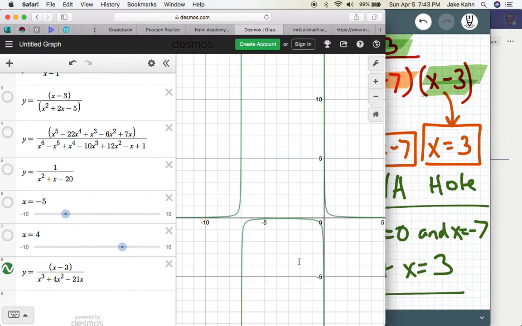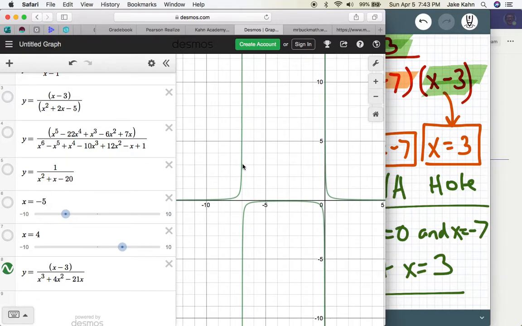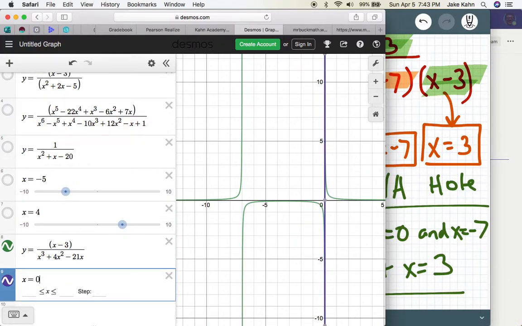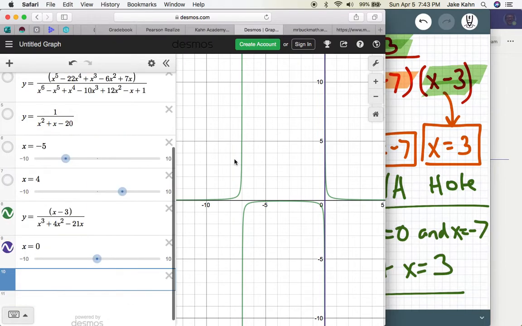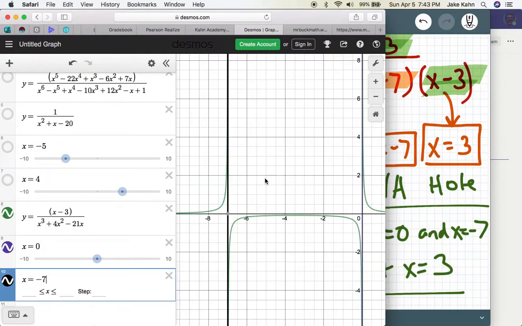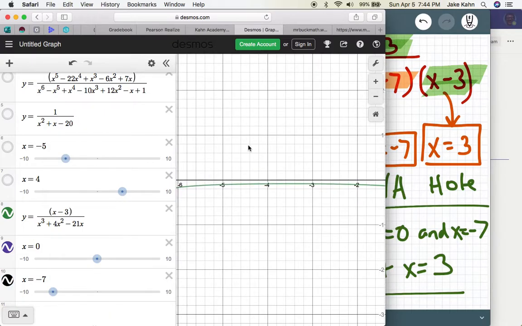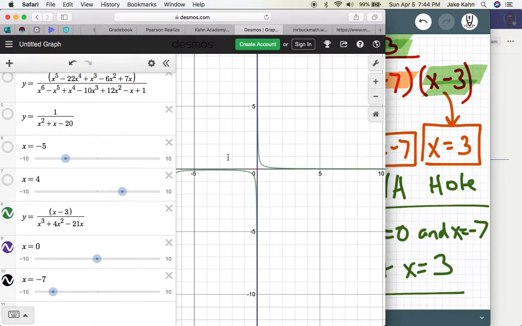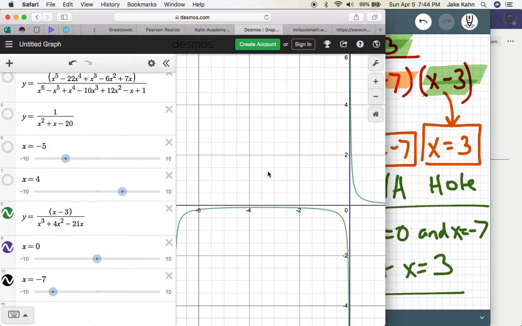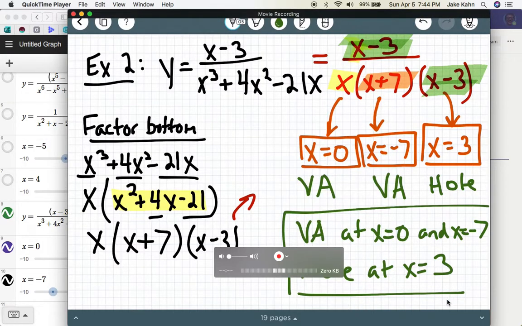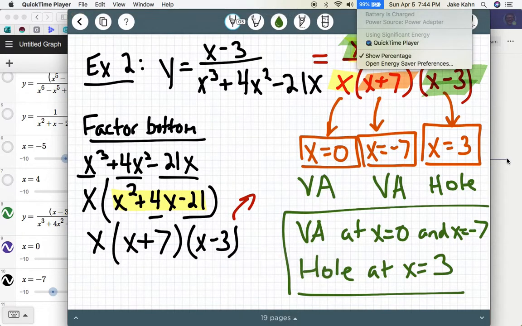Next, I'm going to plot my two vertical asymptotes. They should appear right here and right here, if we did this correctly. My answers for my asymptotes were x equals 0, that looks good, and x equals -7. That looks good. You can see that they line up perfectly with our graph. Those are the asymptotes that we should expect. Okay, great. Now, we can't plot a hole on Desmos, so we're just going to look for it. Our answer from before said that we were supposed to have a hole at x equals 3.